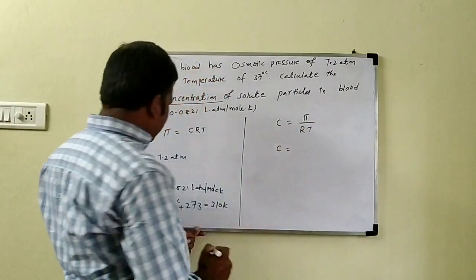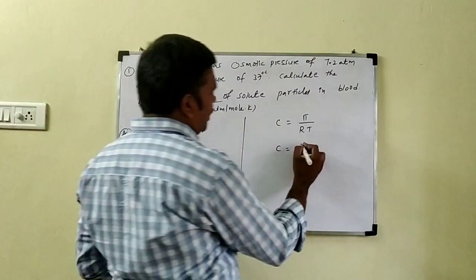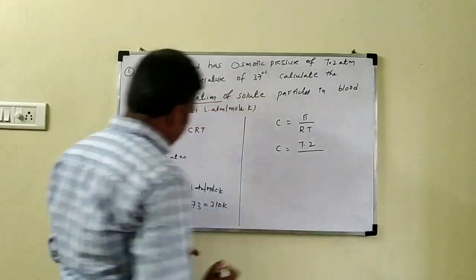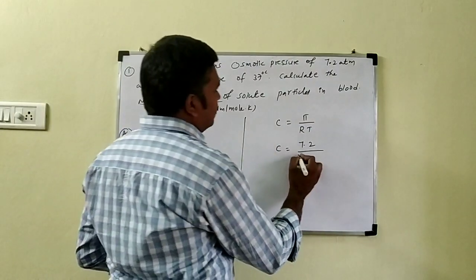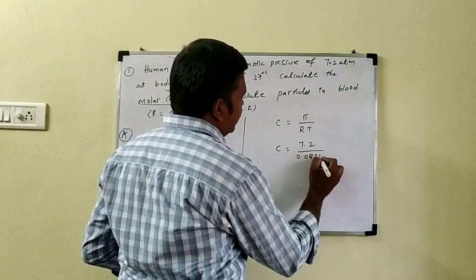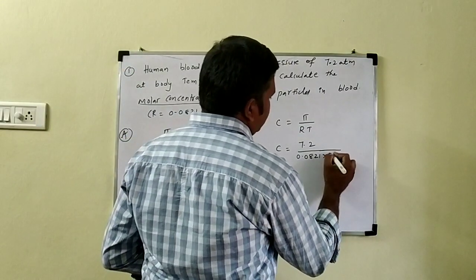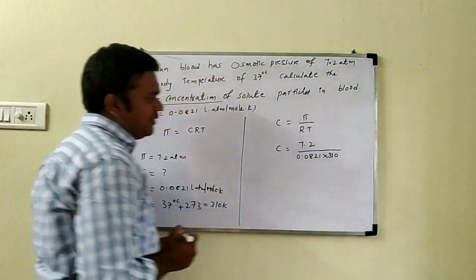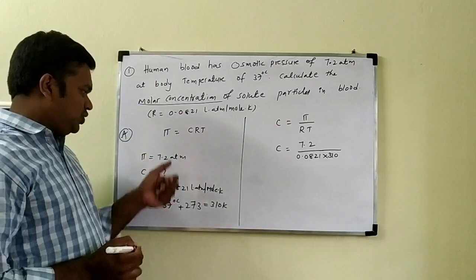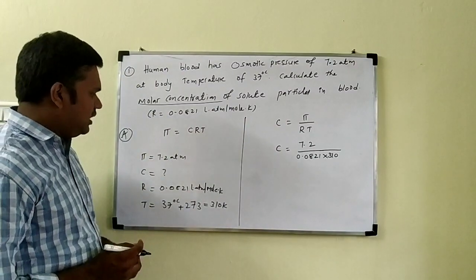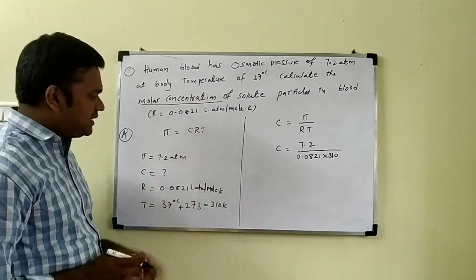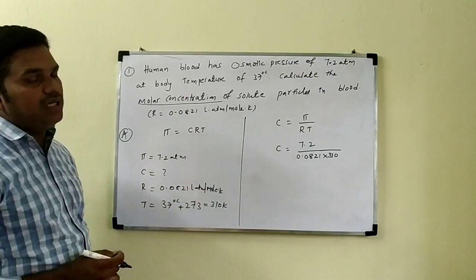C is equal to, what is the pi value? The pi value is 7.2 atmosphere, divided by the R value 0.0821 into the temperature, 310 Kelvin. Atmosphere in numerator and denominator cancels, Kelvin also cancels. What unit are you getting? Liter per mole.